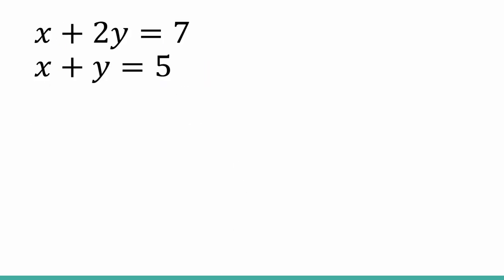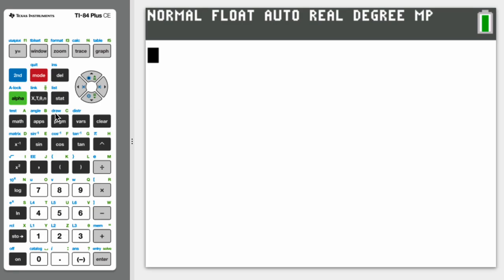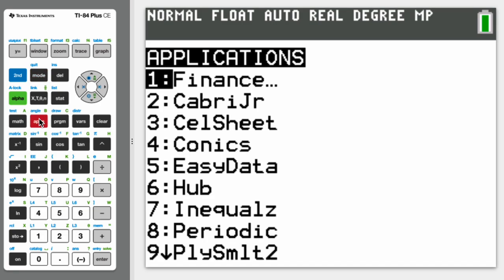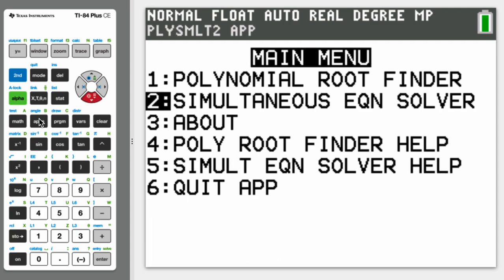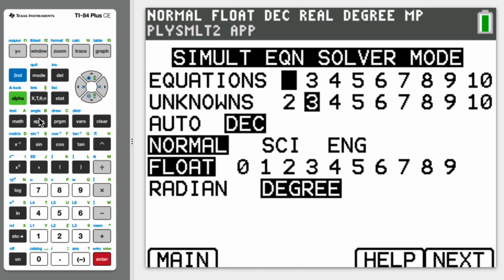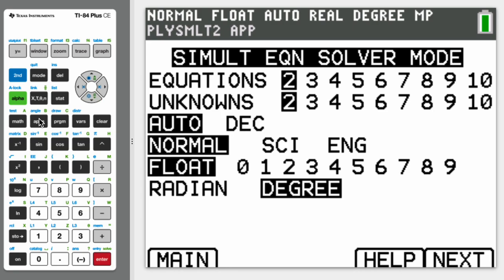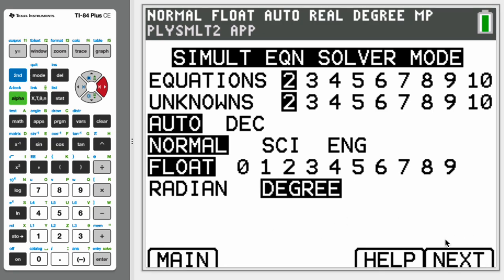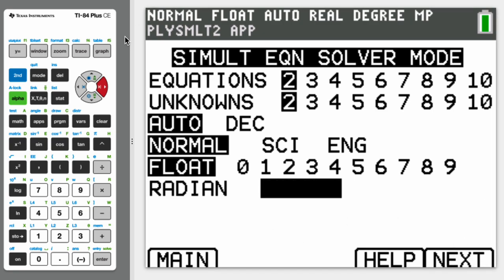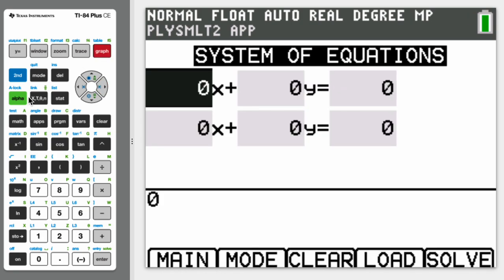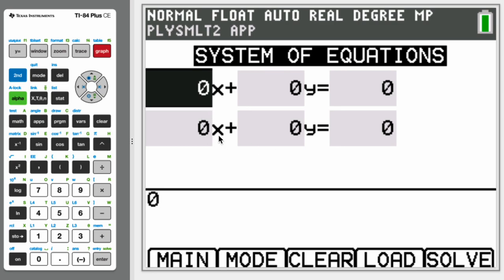To do this on your TI 84, you're going to go to Apps and down to Polysimult 2. And this time we're going to go to the Simultaneous Equations Solver. We have 2 equations and we have 2 unknowns. We want to have auto, normal, float, and then degree highlighted. And then we're going to click Next, which on your calculator is next to the graph. So we click Graph. And then we're going to type in the equation.